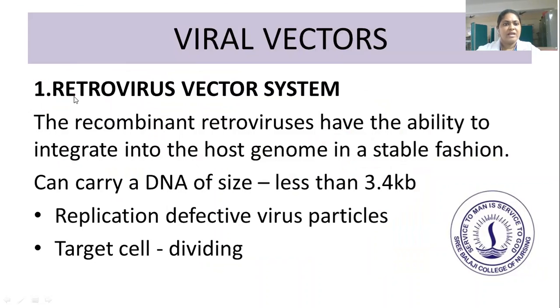First vector is the retrovirus vector system. The recombinant retrovirus has the ability to integrate into the host genome in a stable fashion. That is, it can carry DNA of size less than 3.5 kb. The replication-defective virus particles target cells that are dividing.